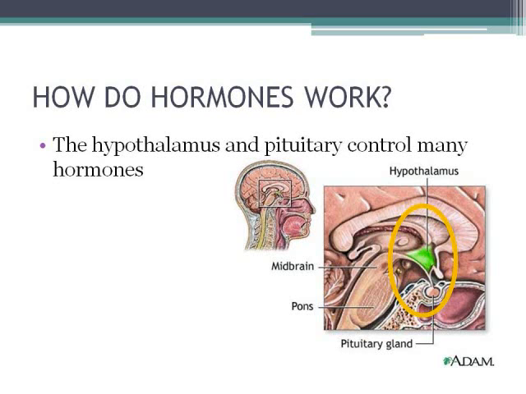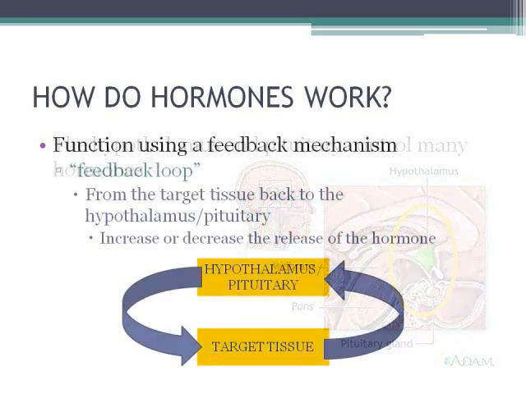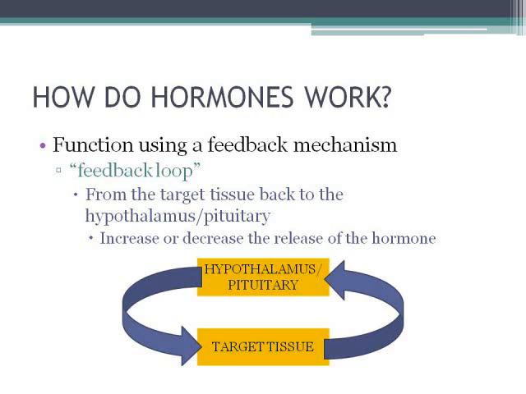How do the hormones work? Well, the hypothalamus and pituitary control many hormones. They function using a feedback mechanism. We call that a feedback loop. As the hormones reach the target tissue, they send a message back to the hypothalamus and pituitary, saying either to increase or decrease the release of the hormone.